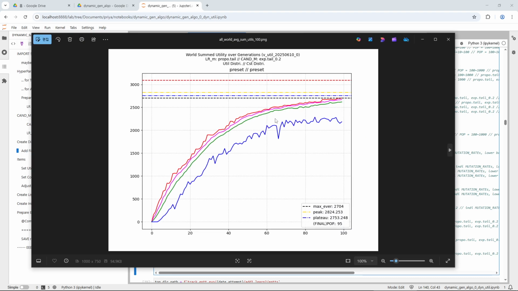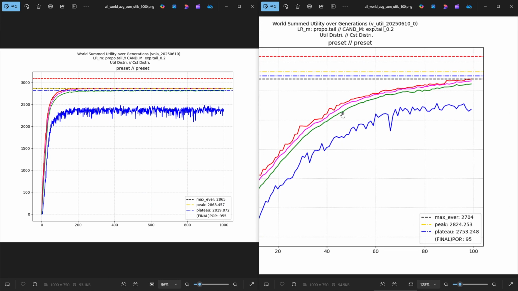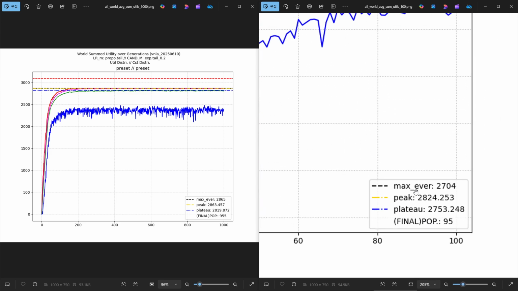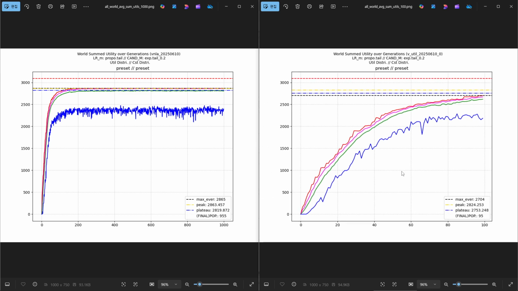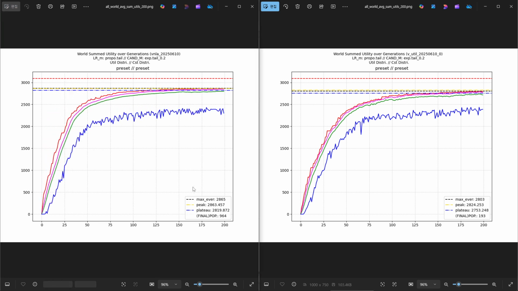Next, but there's one caveat here: I made a mistake and I had the population grow. Although it's one whole era, I had the population grow from 100 to 1000. And here are the results. You can probably see that within generation 200, it's already getting quite close to 2865.